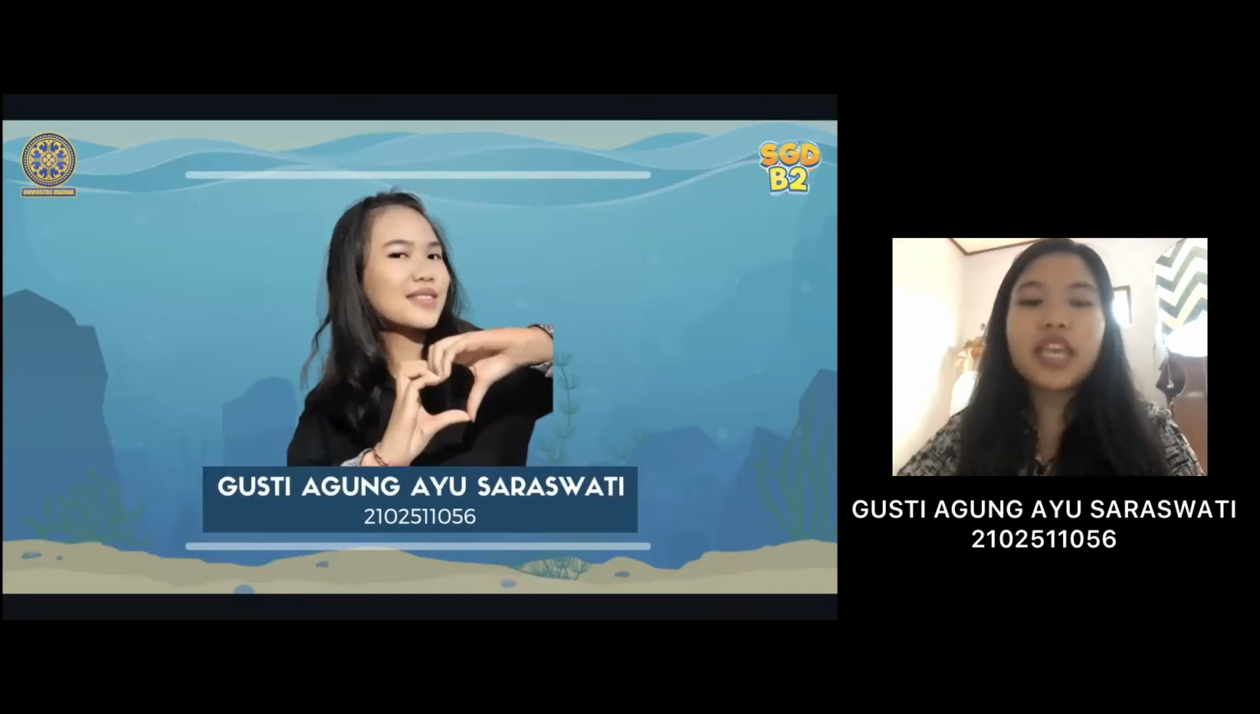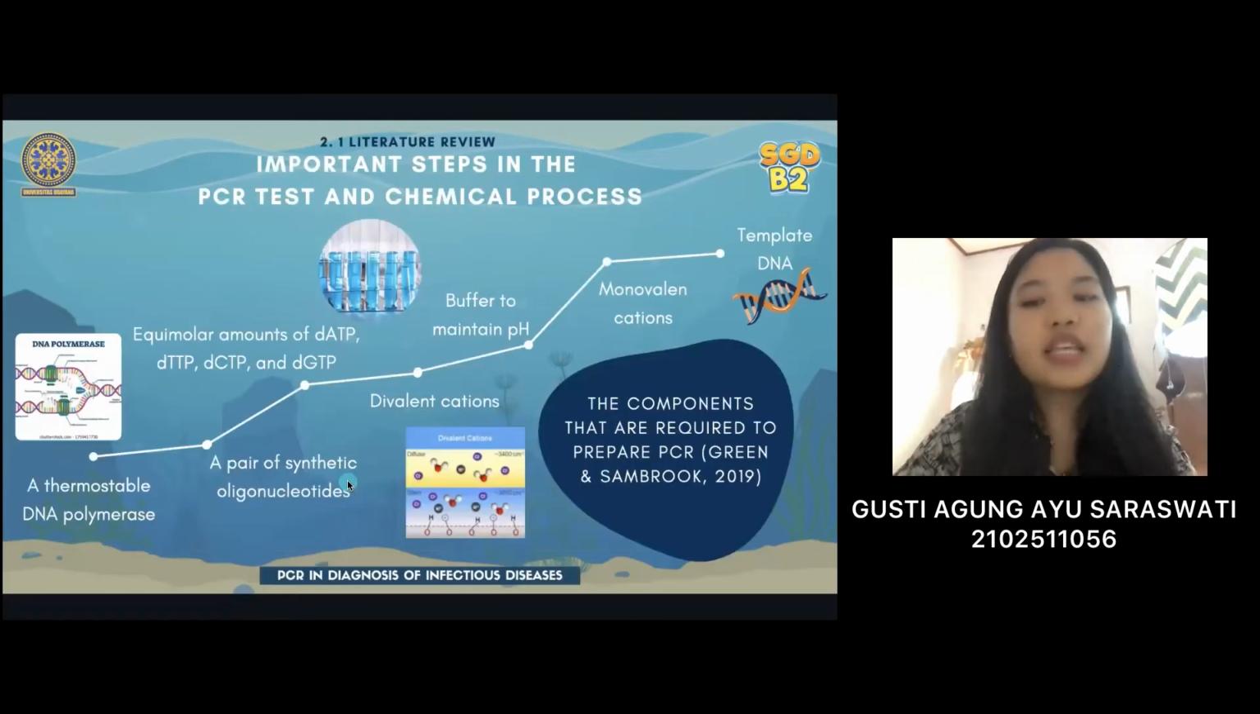The PCR result can be affected by many variables. One of them is titration, the concentration of magnesium chloride and DNA polymerase. Components required to prepare PCR: number one, thermostable DNA polymerase to catalyze template-dependent DNA synthesis. Number two, a pair of synthetic oligonucleotides, up to 28 nucleotide bases long, acting as primers in DNA synthesis.